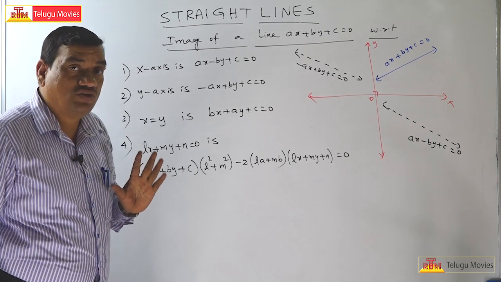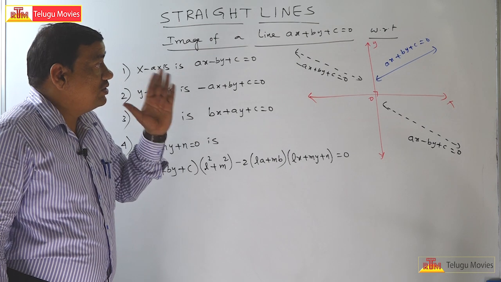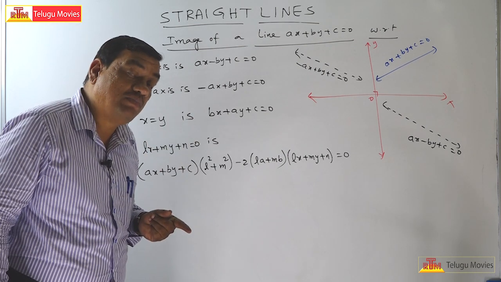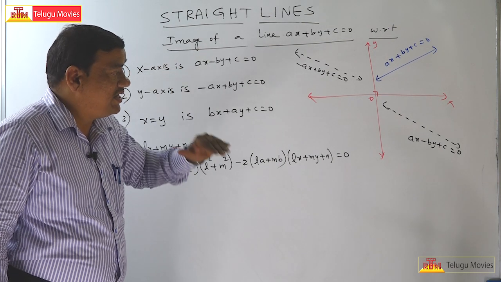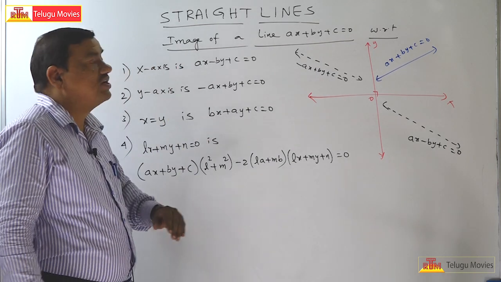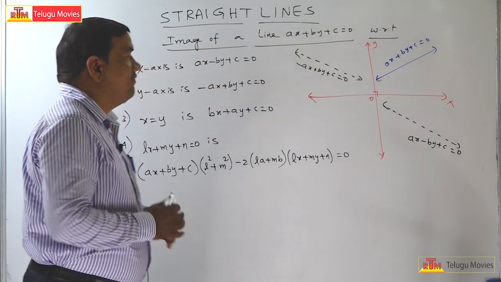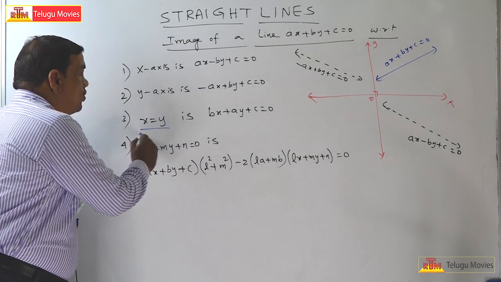So from this what can you say? If the line equation is ax plus by plus c is equal to 0, the image of the line with respect to the x-axis is that the y coefficient will be changed, of course the sign will be changed: there plus b, here minus b. With respect to the y-axis, the x coefficient will be changed: here plus ax, here minus ax will be there. So very clear. The next one is the x is equal to y line.